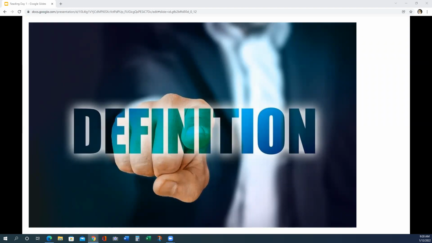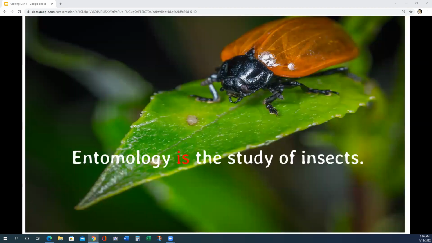Definitions. Sometimes words are followed by their definition in writing. So, for example, etymology is the study of insects. The word "is" in this sentence indicates that the writer is about to give you the definition.